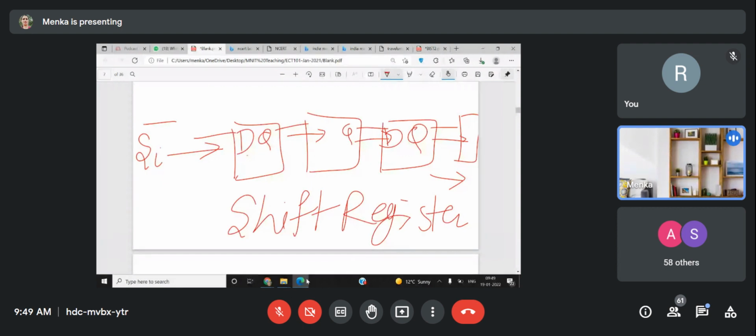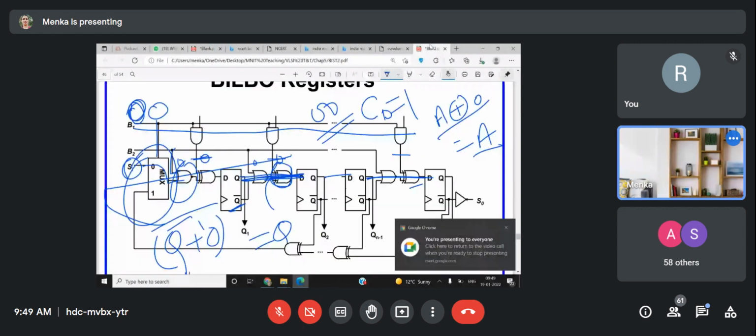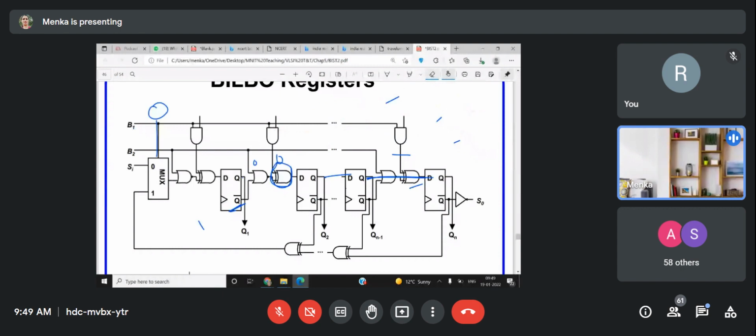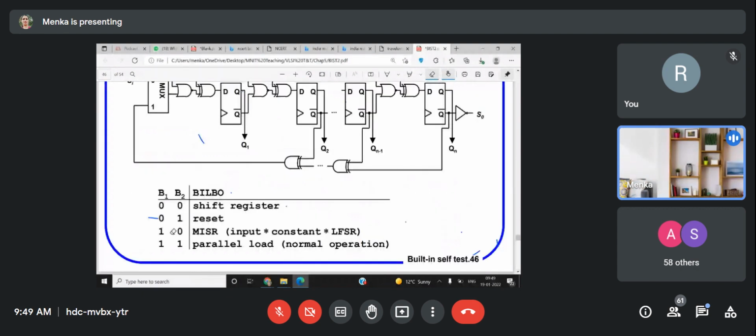Now likewise, let us have a look at another mode. Does anybody want to ask something? No? Then let's proceed. So the next mode is 0 1. How will it work for 0 1 mode? Let's have a look. First one is 0, B1 is 0, and B2 is 1. So this is going to reset all the values.